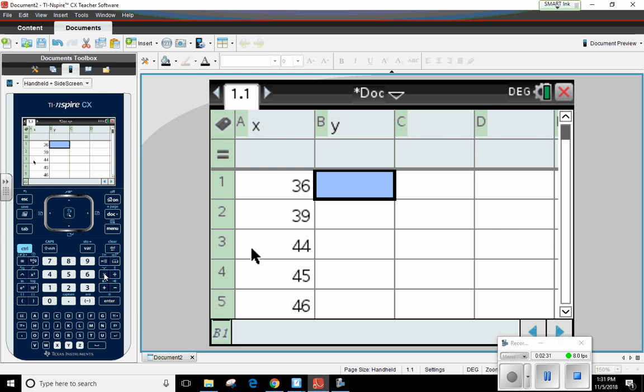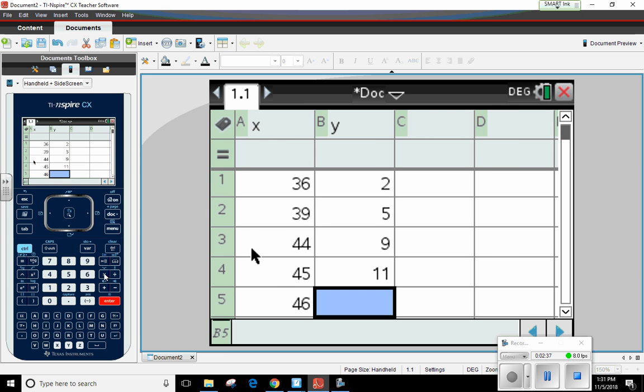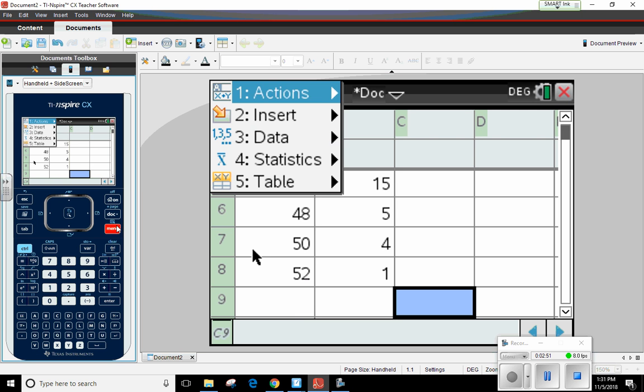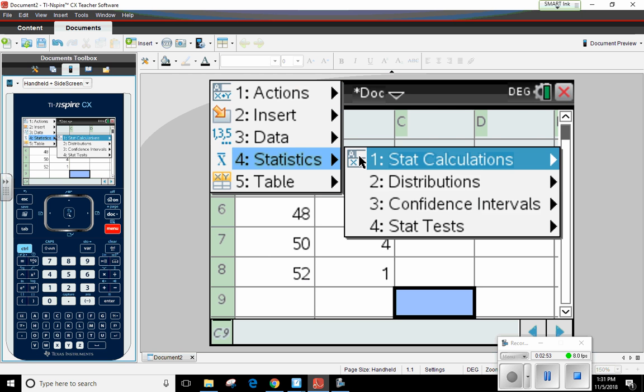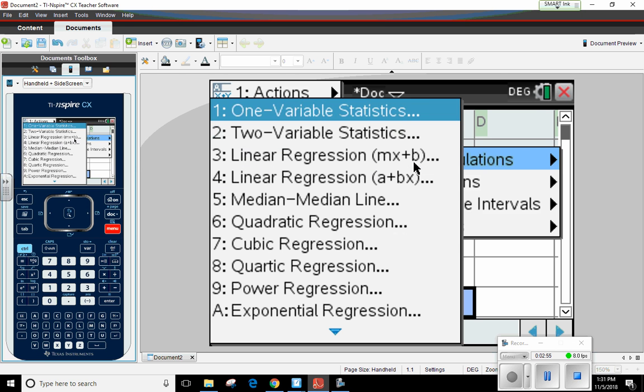And 36 has a frequency of 2, which means it shows up twice. 5, 9, 11, 15, 5. I believe it's 4, and 1. There we go. So I've got my data in. Now what? Okay, we're going to go to menu, statistics, stat calculations. Why is this one variable?